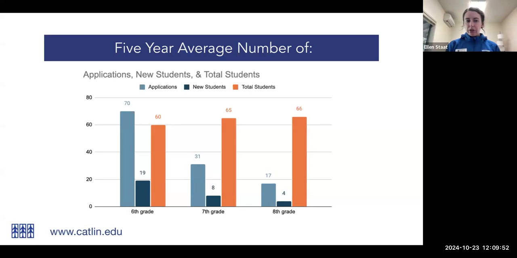I also just want to note too that the percentages of students we're able to enroll for each grade remain about the same. So I believe we're able to enroll about 27% of students that apply for sixth grade, 25% of students that apply for seventh grade, and 23% of students that apply for eighth grade. So it doesn't matter so much which year you're applying for, the likelihood of us being able to have a spot for you is about the same.